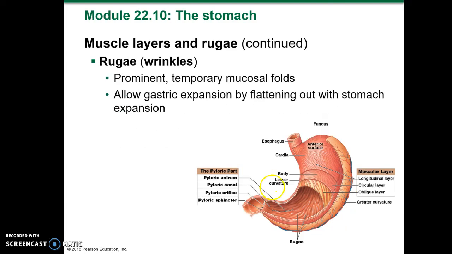Within the stomach, on that inner lining, you see folds, temporary mucosal folds we call rugae, the wrinkles. They allow gastric expansion by flattening out with stomach expansion.